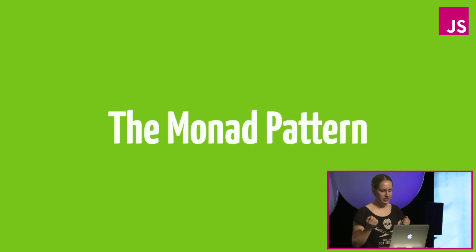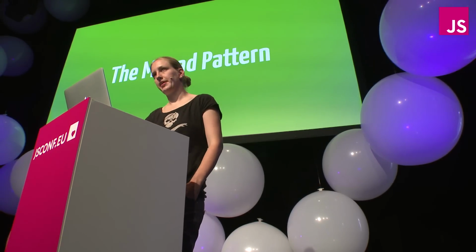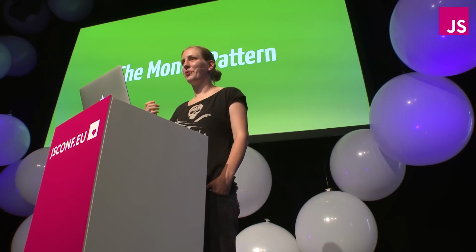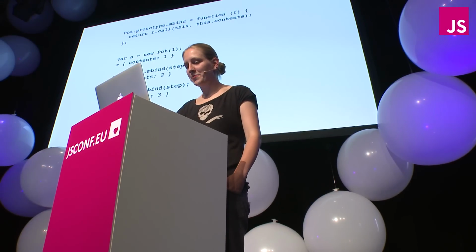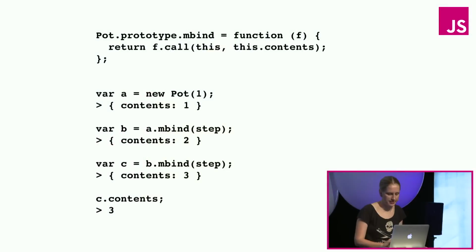So we want a function that applies a function to the contents inside a pot and gives us a new pot containing the result of that function. We can define this function, which is mbind for the pot monad, on the pot prototype. Let's do that. We see a very clear pattern now. We also see that we need an extra step to get the contents out of the pot in the end. So I'm doing the contents call here to get that out.